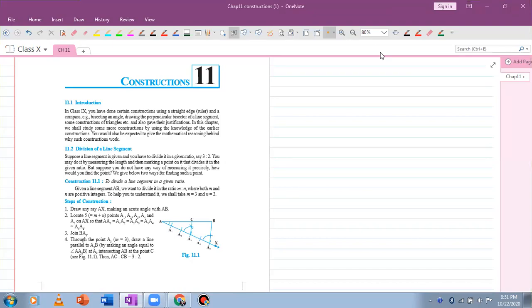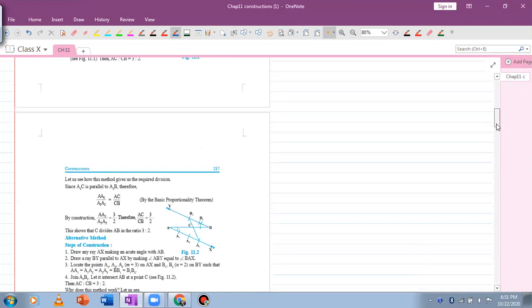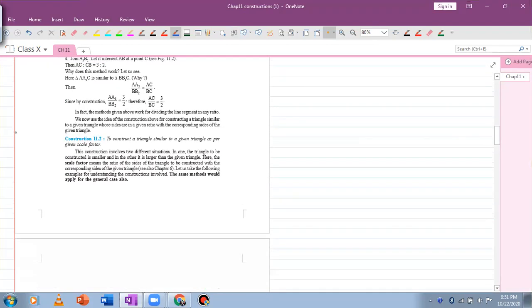Good morning, everyone. Today we are going to do chapter number 11, constructions. If you remember, I had indicated that out of the 3 constructions given in your textbook, one has been deleted this year. So we will be doing construction for how to divide a line segment in a given ratio. Then afterwards, there is construction of similar triangles. This one has been deleted. So you can just write down for yourself.